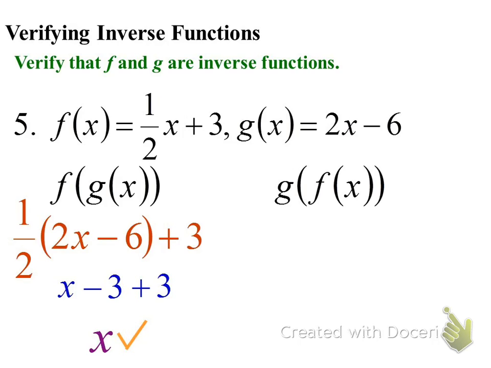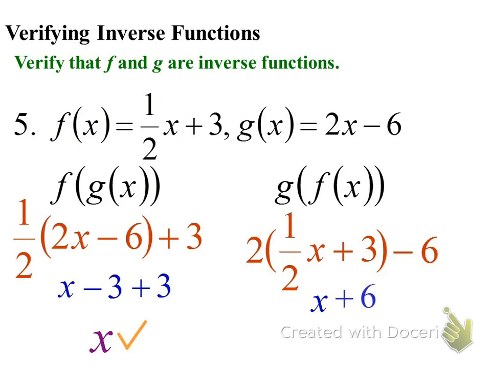If we reverse the order, so now I'm going to take f's function and plug it into g's function. g's function is multiply by 2, subtract 6. Distribute the 2. And then we subtract 6, getting us back to x.